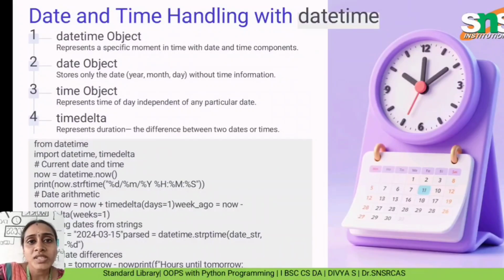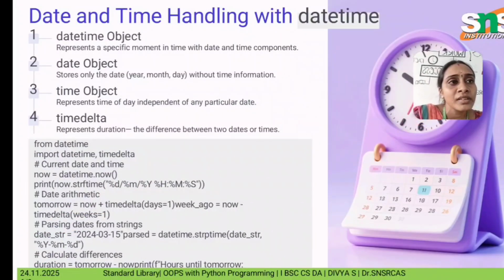From datetime, I import datetime for the current date and time. If I want the current time, I use the datetime.now function, and here I print the date and time. For date arithmetic, if I want tomorrow, I take now plus one day added to it, and a week ago is now minus one week. I take the date from strings, pass the datetime, and calculate the difference in duration between tomorrow and today, taken in hours, so the time remaining until tomorrow is displayed here.